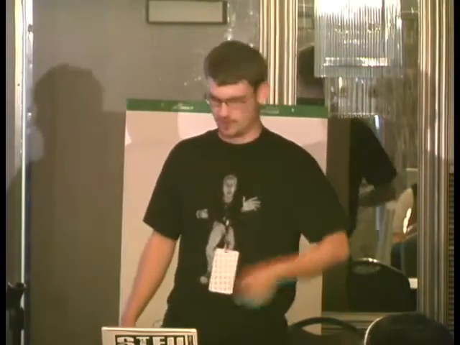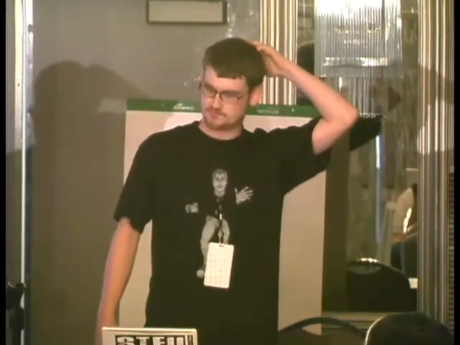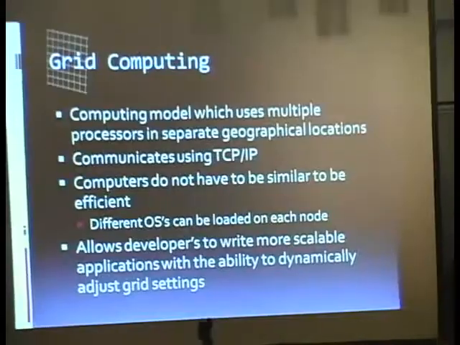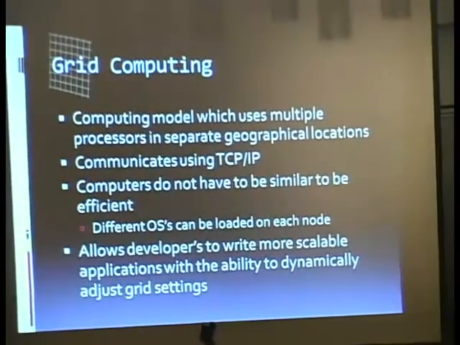Okay, so grid computing is a computing model that uses multiple processors in separate geographical locations. So if I have an application that utilizes this grid, I can have a grid node at my house in Ohio. Somebody can have a grid node at their house in California, anywhere, and they all simultaneously act as one large computer. So you're unlimited as far as the number of nodes or processors that you can have available to your application.